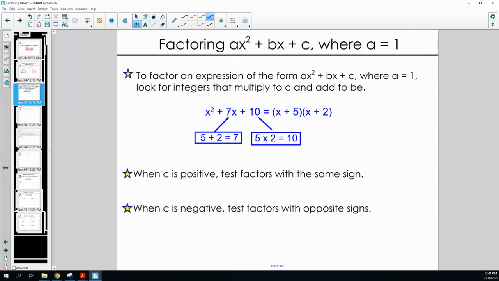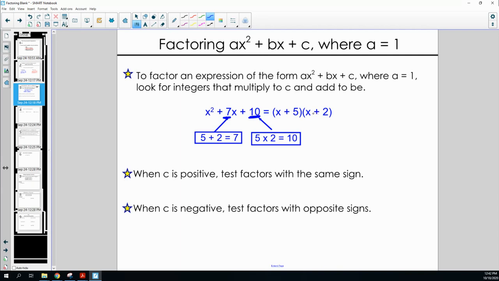So to factor an expression where a is 1, we just look at the c term, which is our last term, which is our constant, and we see what multiplies to c and adds to b. So here multiplies to 10 and adds to 7. So the two numbers that we can come up with would be 5 and 2, since 5 plus 2 is equal to 7, and 5 times 2 is equal to 10. Because that a value is 1, we can just write our factors as the numbers, so 5 and 2, so x plus 5 and x plus 2.